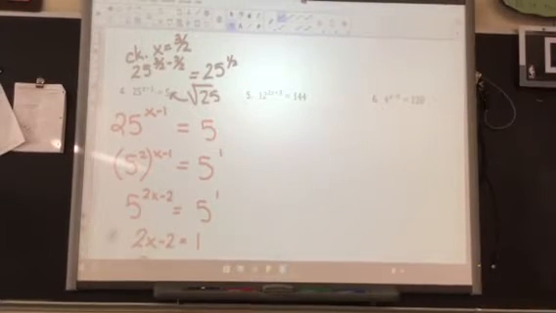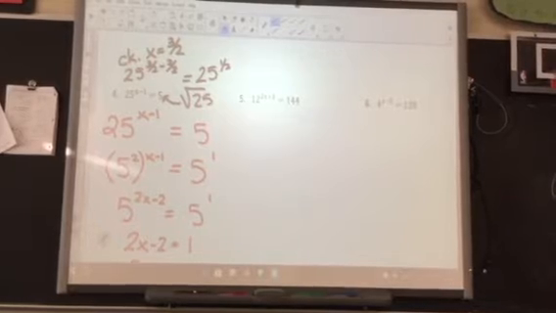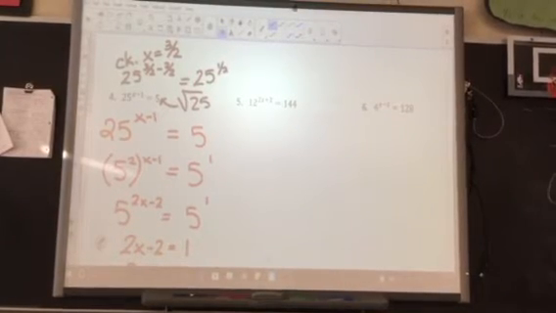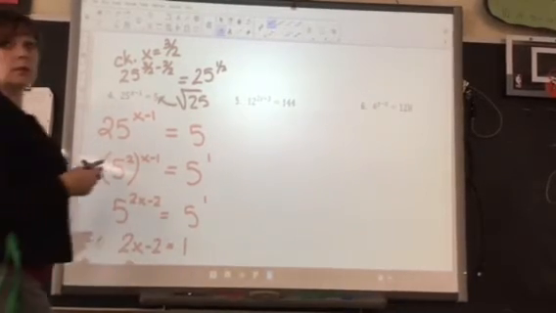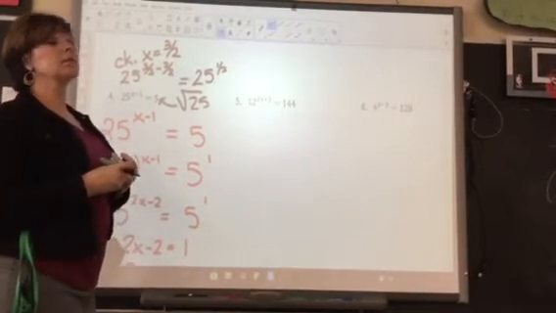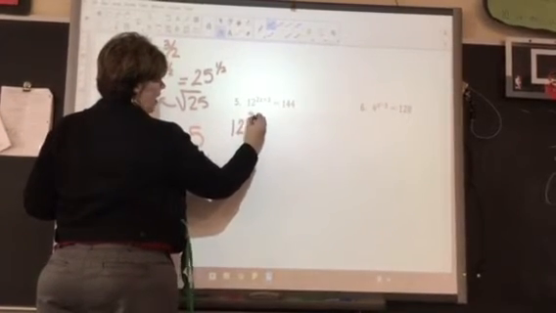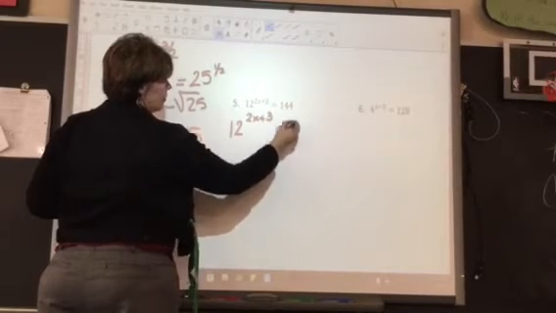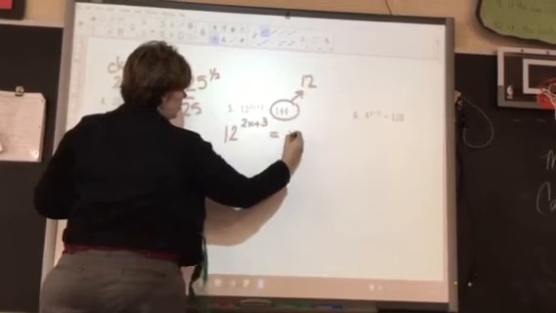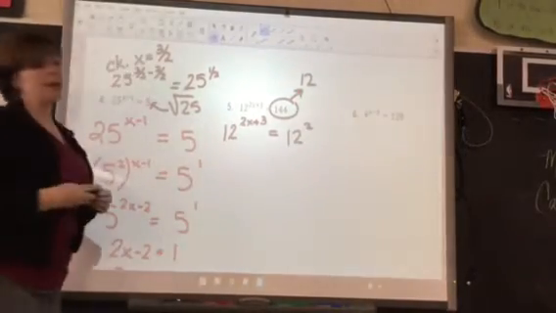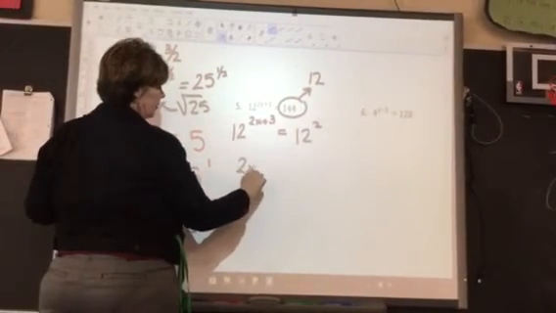Okay, what about number 5? You tell me how to do it. Jackson, what do you want to do? All you. Got to have the same base. Change 144 to 12 squared. So I'm going to leave this the way it is: 12 to the 2x plus 3 power equals 12 squared. Okay, now what? You can just drop the bases. What am I left with? 2x plus 3 equals 2.